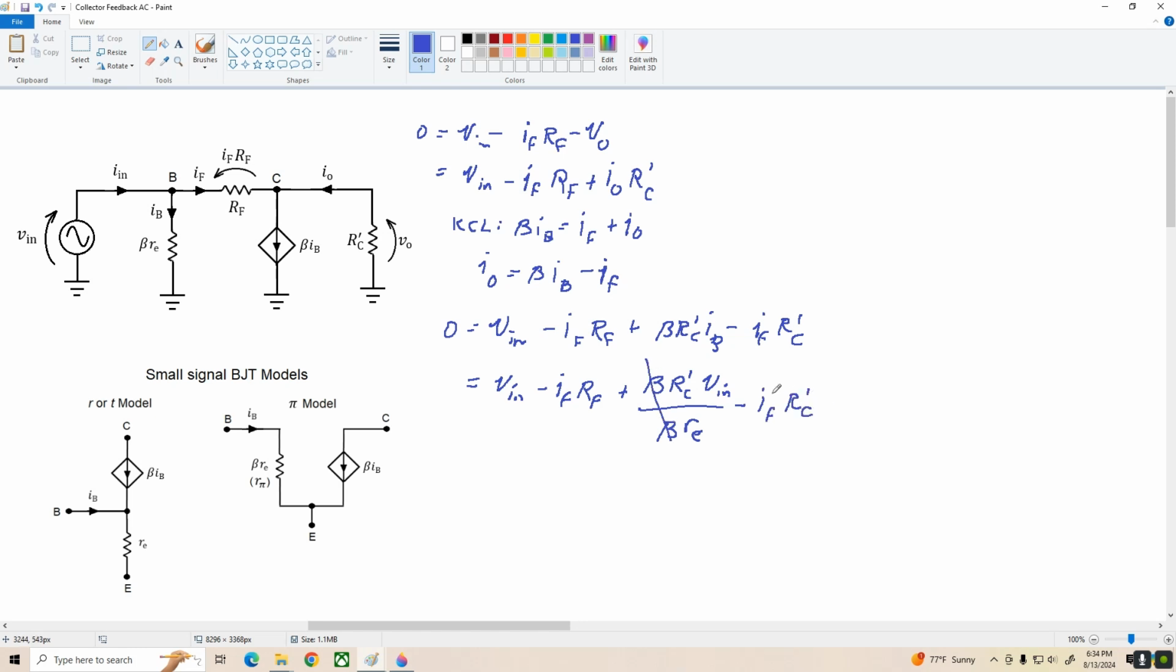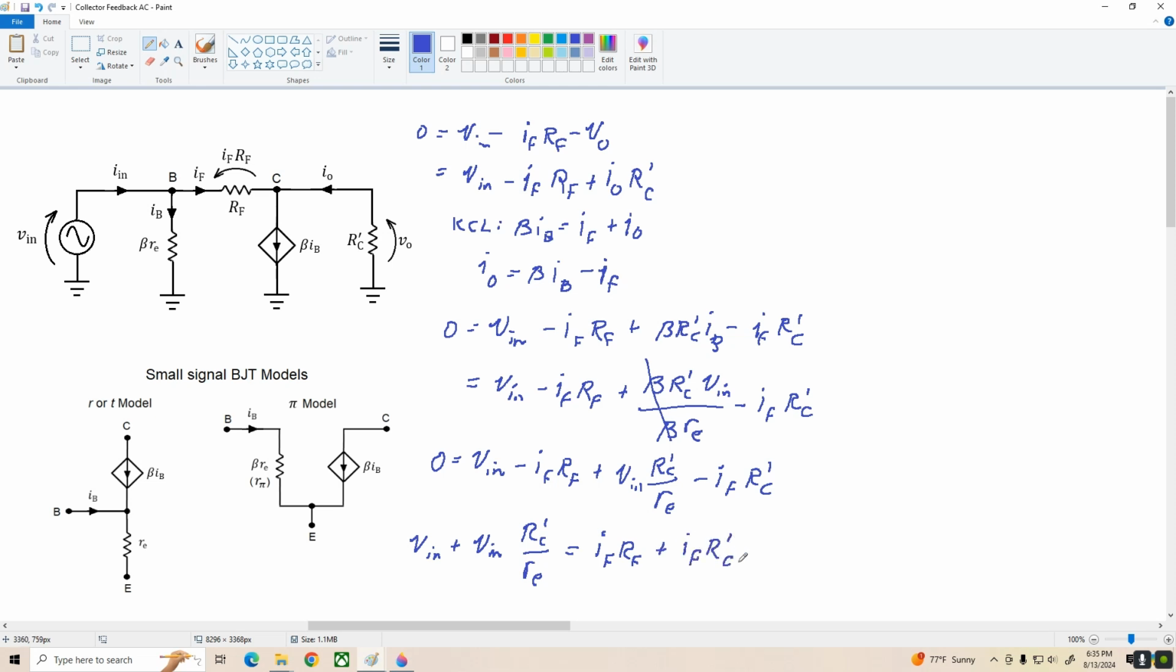The betas cancel, and we can write this as 0 equals V in minus I sub F times RF plus V in times R prime C over little re minus I sub F times R prime C. Now what I'm going to do next is move these V in terms over to the left hand side of the equation, and that's going to give us V in plus V in times R prime C over little re equals I sub F times RF plus I sub F times R prime C.